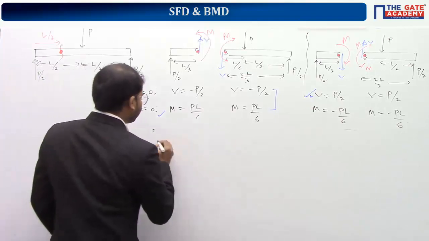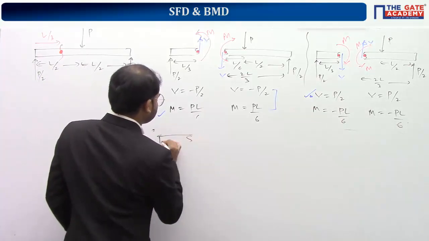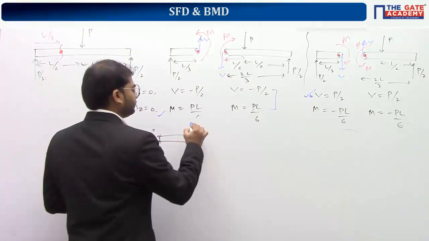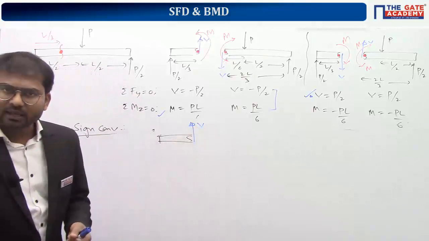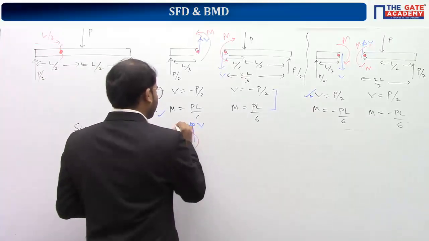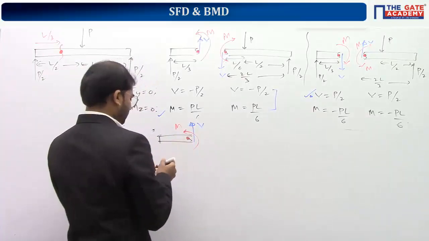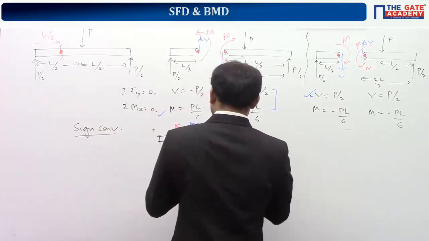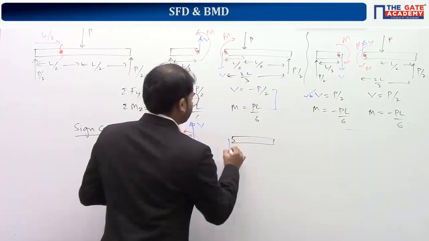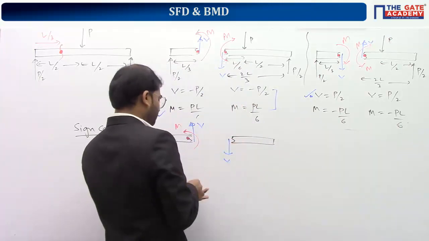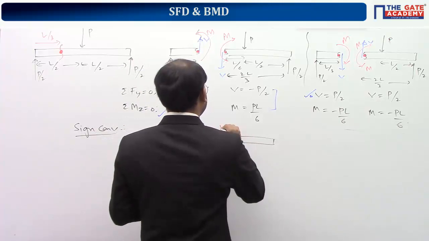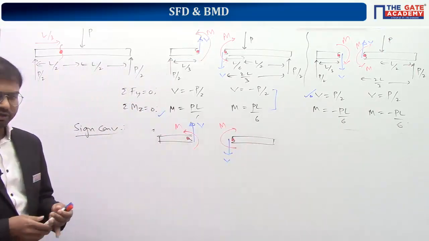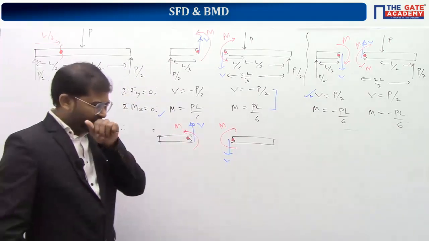Whenever you make a cut and take the left part of the cut, you should take shear force V upward, bending moment M anti-clockwise, and take moment about this point. Whereas if you are taking the right side of the cut, you go by the reverse directions: V should be taken downward and M should be taken clockwise, like this. This is the sign convention we should follow here. Understood? Clear? Kindly copy this.